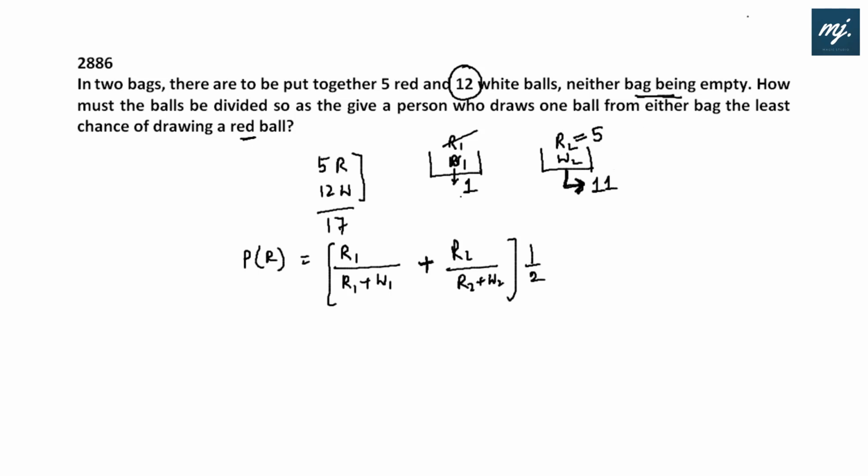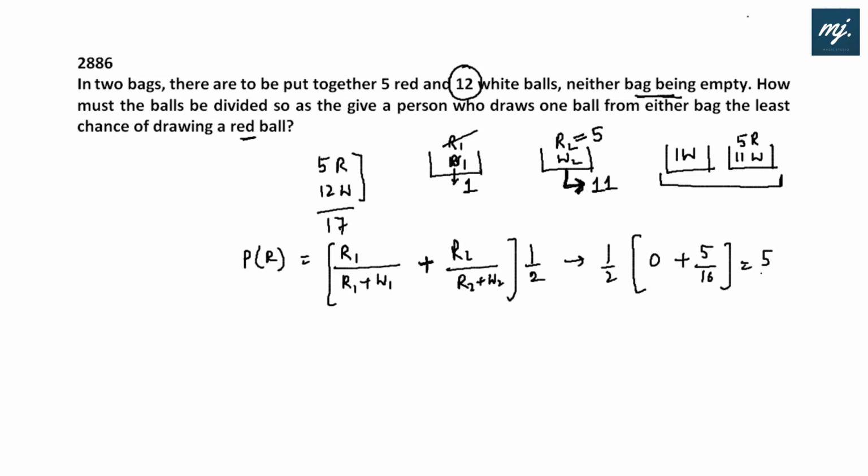In the first bag, I'll put only one white ball. So it should be first bag, one white ball, and second bag, 5 red balls and 11 white balls. Probability of getting red ball would be minimum. It should be half into 0 plus 5 by 16. That would be 5 by 32.